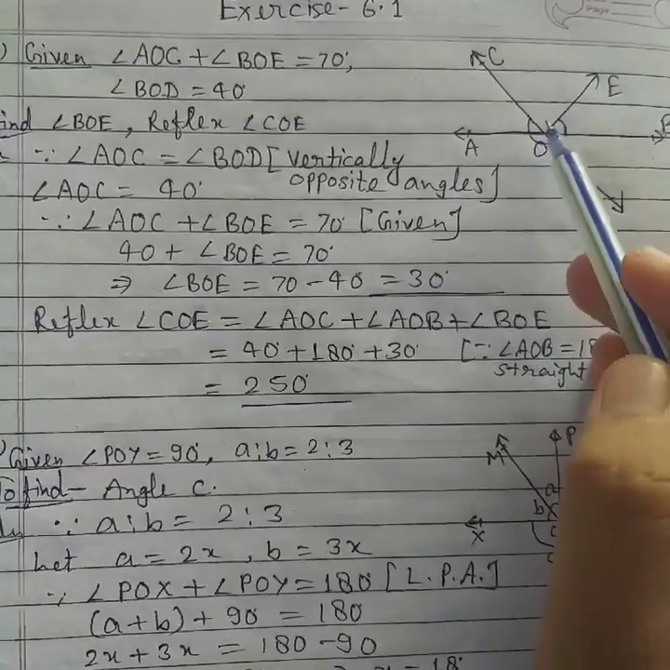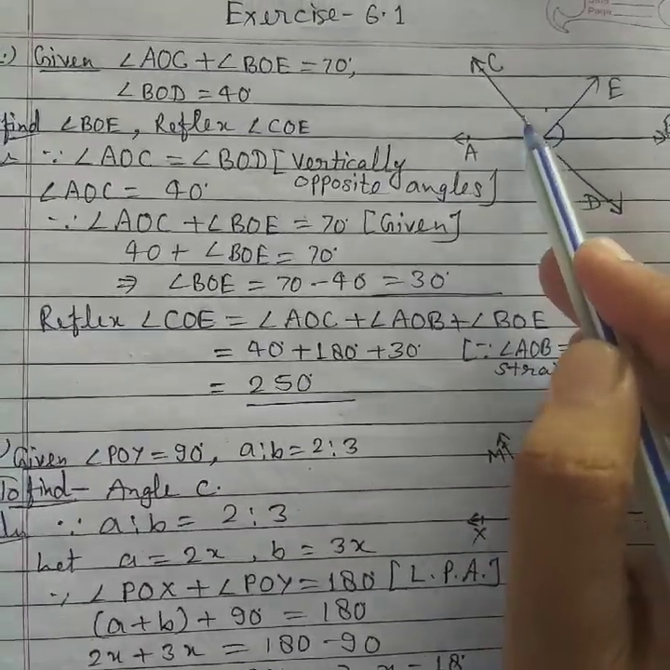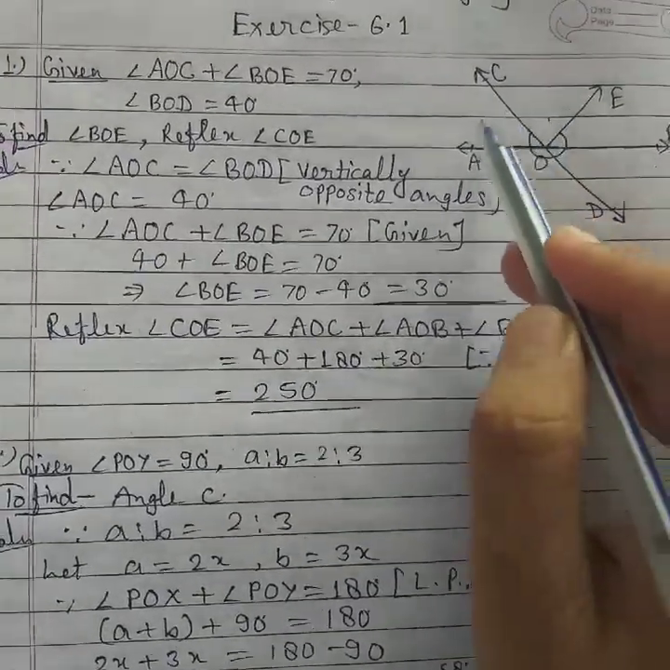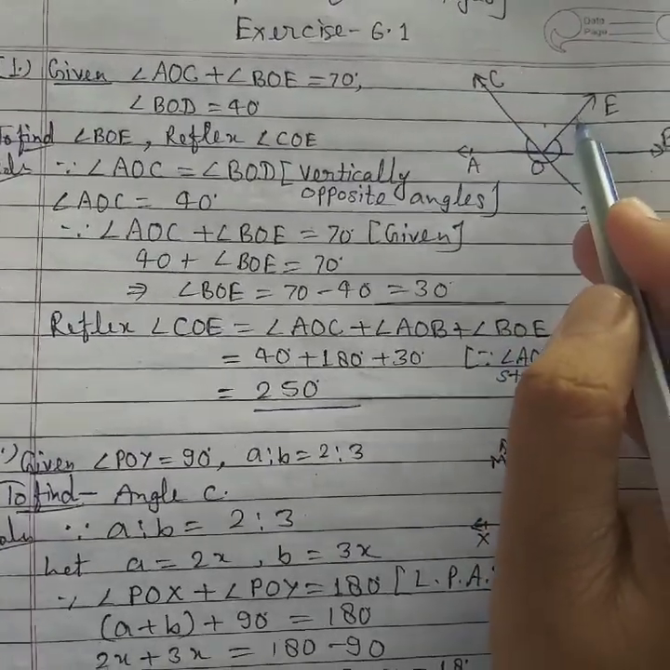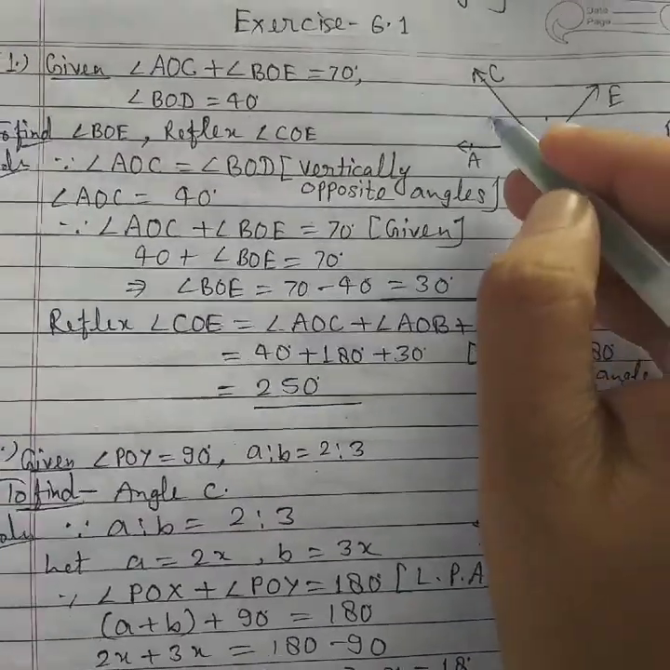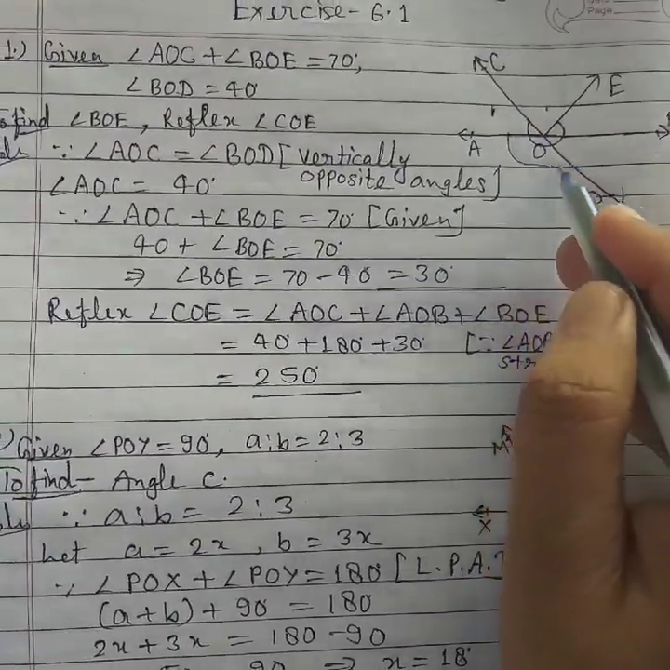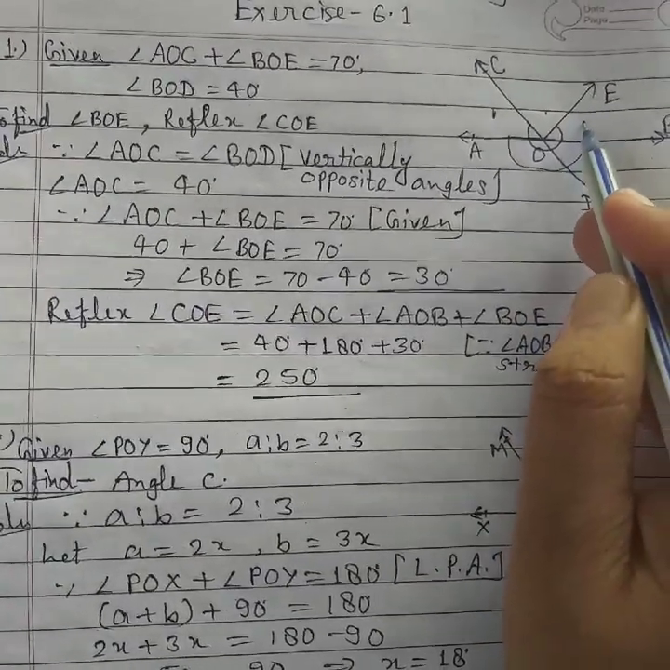Reflex angle COE means leaving the angle COE. This angle COE, if we leave this angle, then the remaining angle is called reflex angle COE. Means from here the total angle will be called reflex angle COE. So in this, firstly angle AOC, this one, we have to add, plus angle AOB, this total angle we are counting in one, that is 180 degrees, and plus angle BOE, this one is also given.